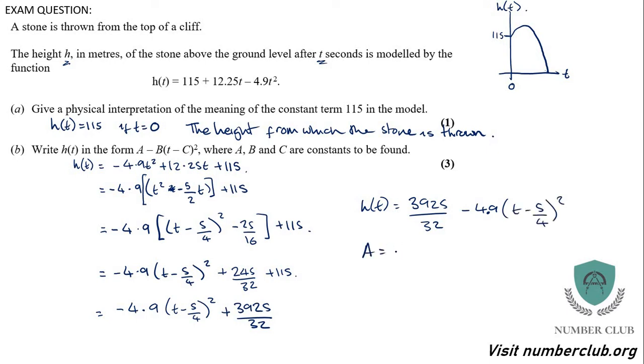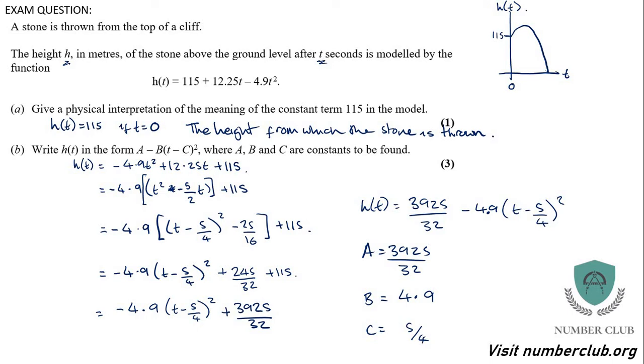And so A equals 3925 over 32. B is equal to 4.9, and C was equal to 5 over 4. It's okay to have a mix of decimals and fractions if it's just easier. That's fine. I could, if I wanted to, convert that to 49 over 10, but I don't really think that pays off. Okay, so we're going to be using that to develop some solutions.